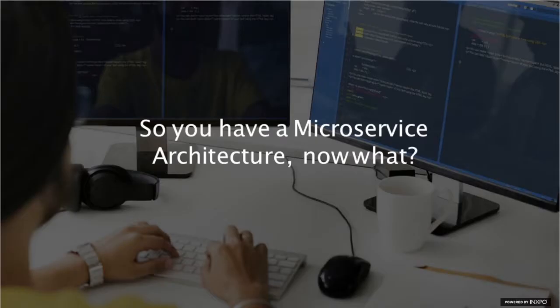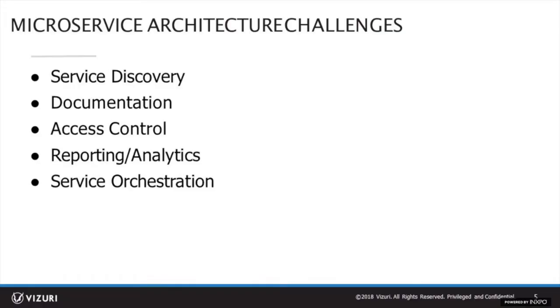So you have a microservices architecture. Now what? Microservices architecture has some challenges. Some of these include service discovery. Microservices are a bunch of small services out in your infrastructure. How do people find these and consume them?